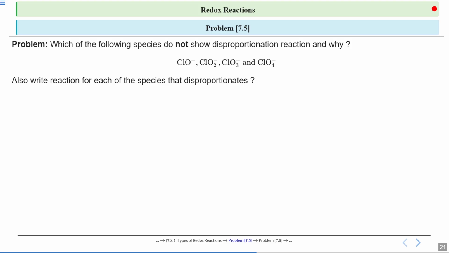Now the problem, that is problem 7.5 of NCERT: which of the following species do not show disproportionation reaction and why? The species are ClO negative, ClO2 negative, ClO3 negative and ClO4 negative. You have to also write the reaction for each of the species that disproportionates. To solve this question, you are provided with some time, and after that, I shall provide you the correct explanation and answer to this question.